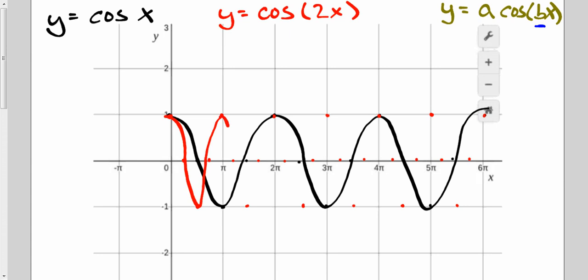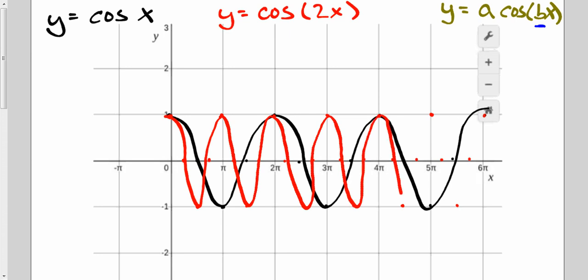And I will finish my sine curve thusly. And look at that. Isn't that beautiful? See what it did? It made it happen twice as often. Twice as often.